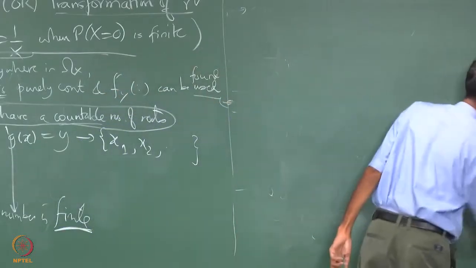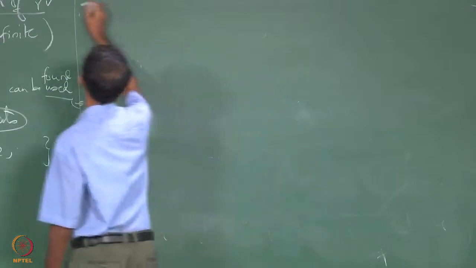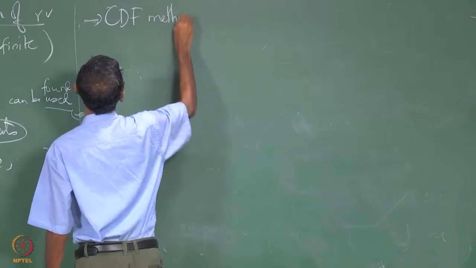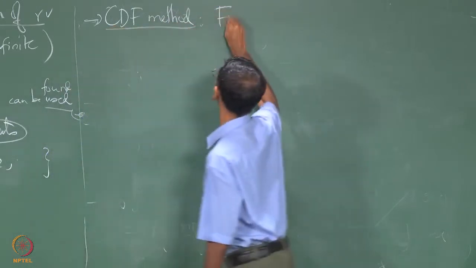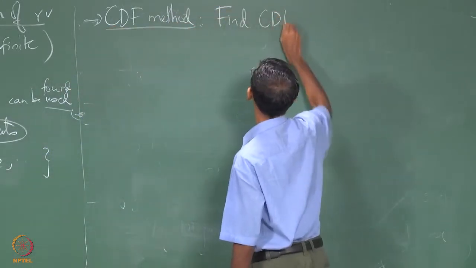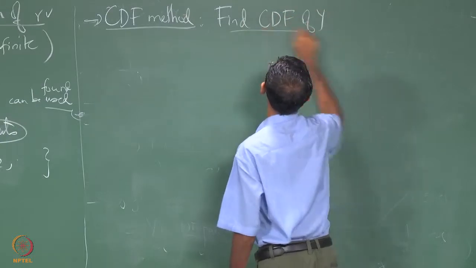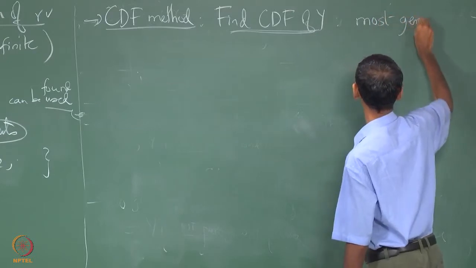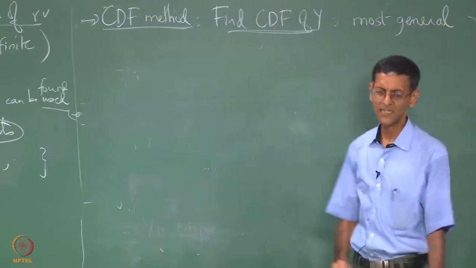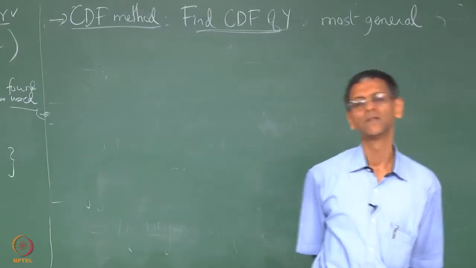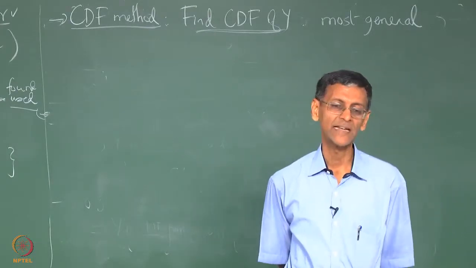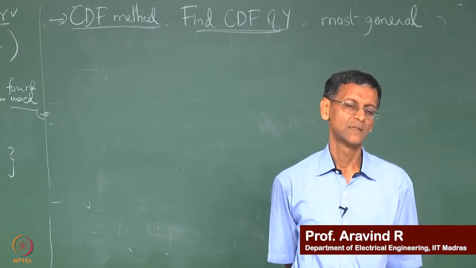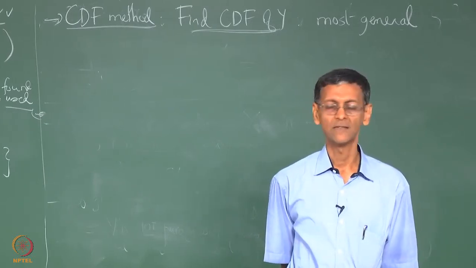So, the CDF method: find the CDF of y. This is most general. Remember, we've said several times that the CDF is certainly more general than the PDF, right? It exists for any random variable, discrete or continuous. It's just that analytically it's not convenient, but maths doesn't care about analytical convenience, right?